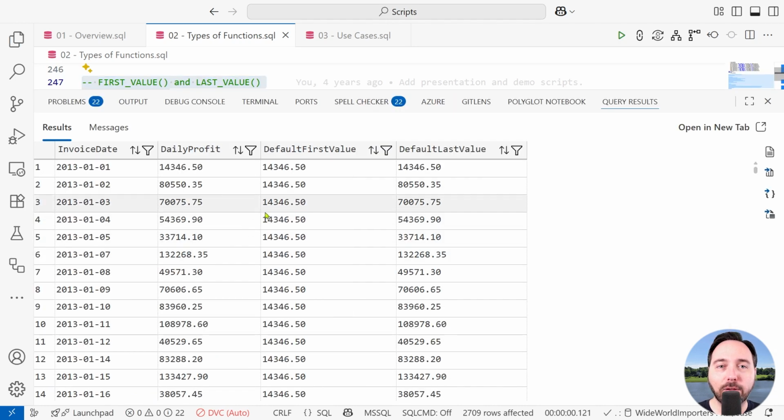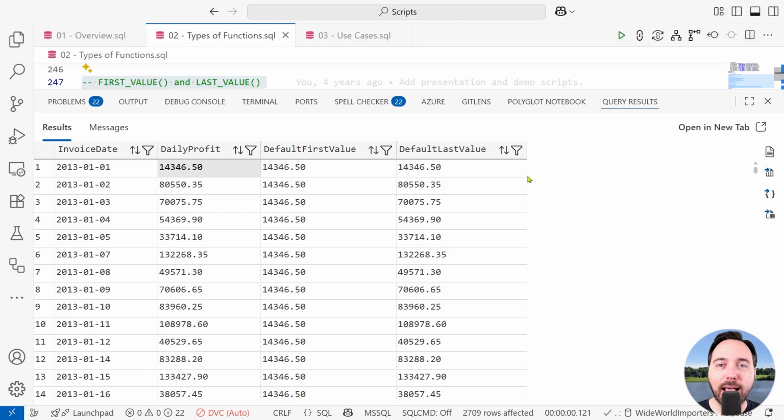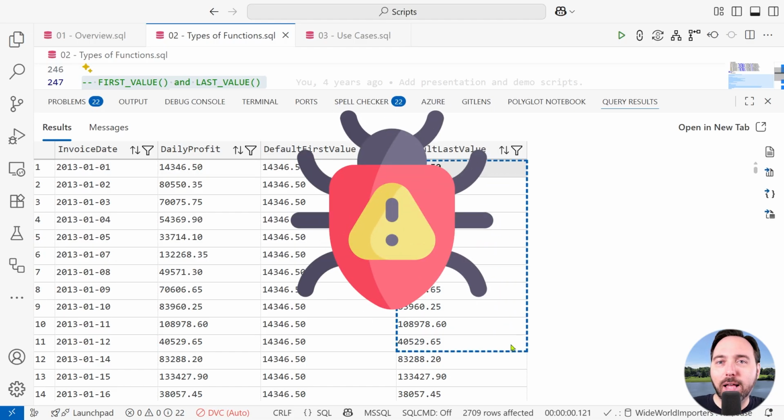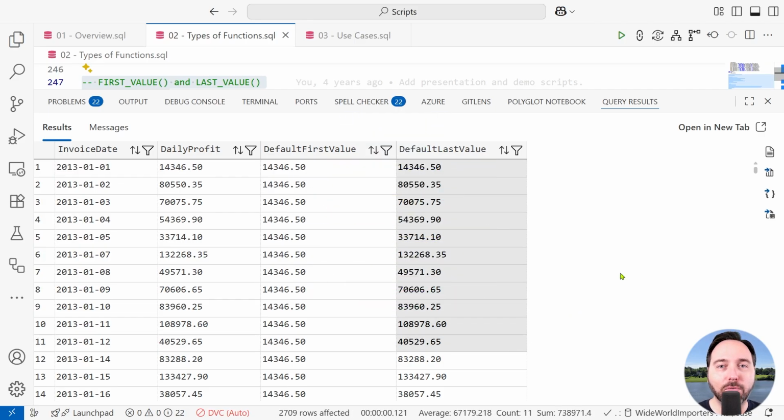We can see that the result of first value is the same for each record, $14,346.50. But the result for last value changes on each record. Before you go screaming, "It's a bug!" I want to point out that we are using the default window frame.